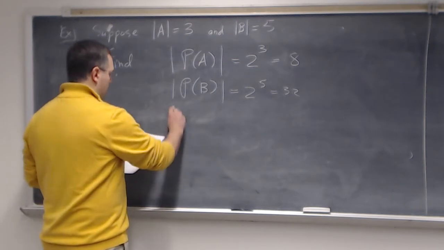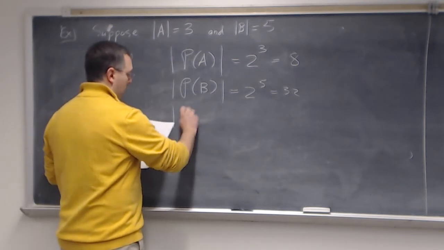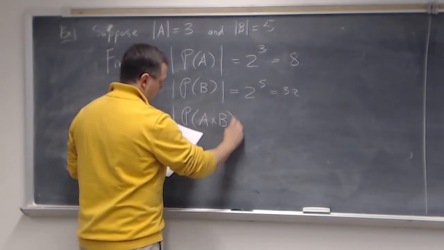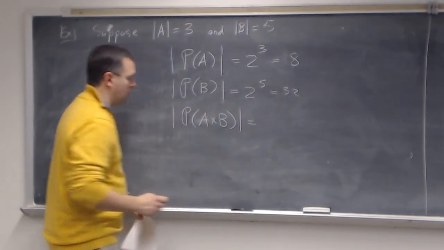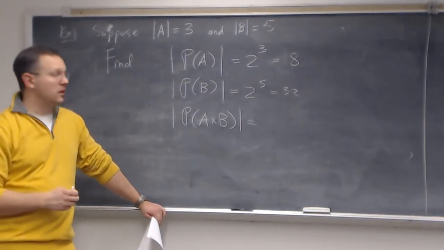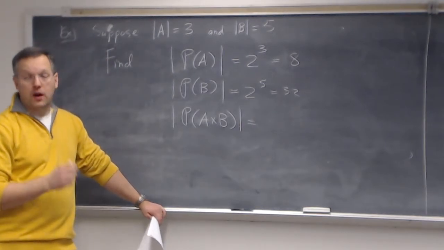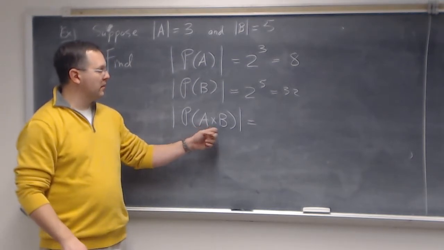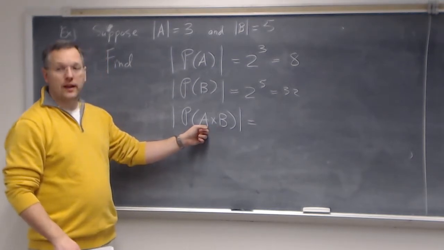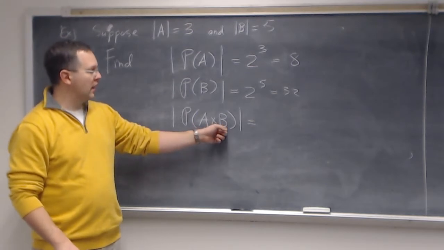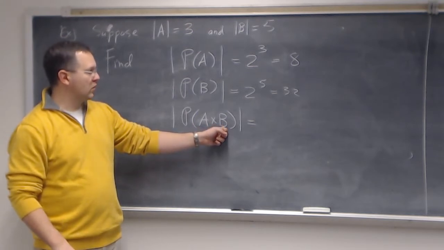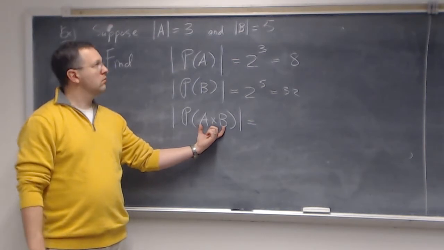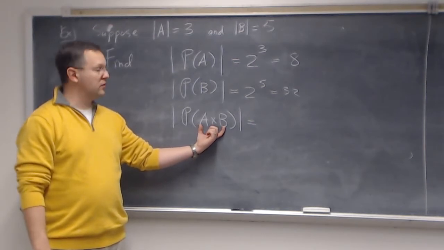Okay, how about this? A cross B, the Cartesian product. Think about the Cartesian product of A and B. Remember, you take elements of A for the first coordinate, elements of B for the second coordinate. So how many elements are in A cross B? 15, right? 3 times 5.